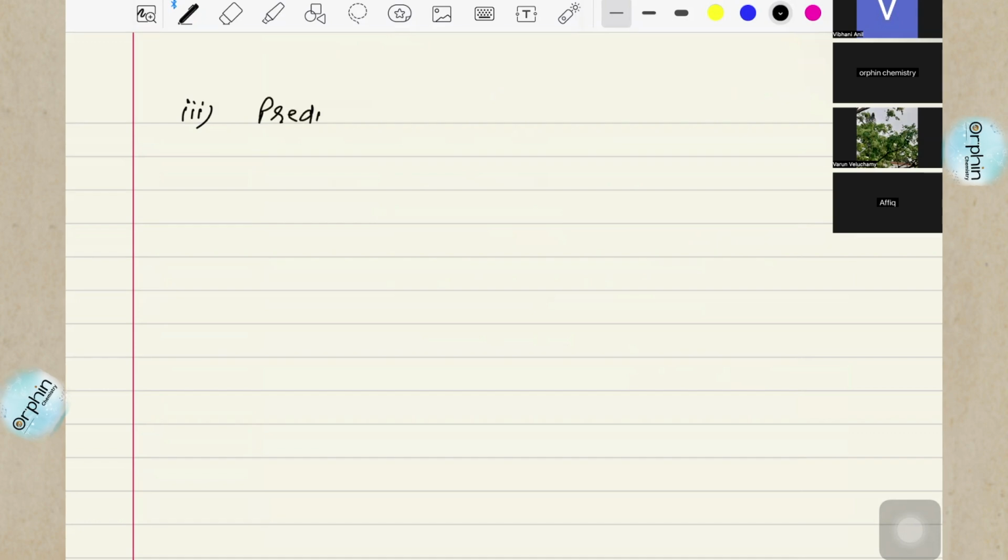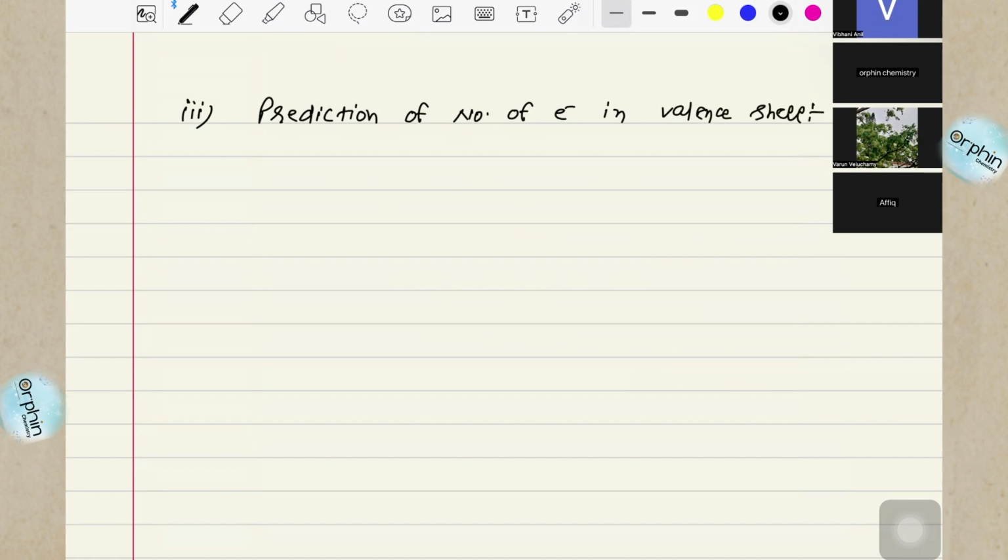prediction of number of electrons in valence shell. Example, you just see one thing.